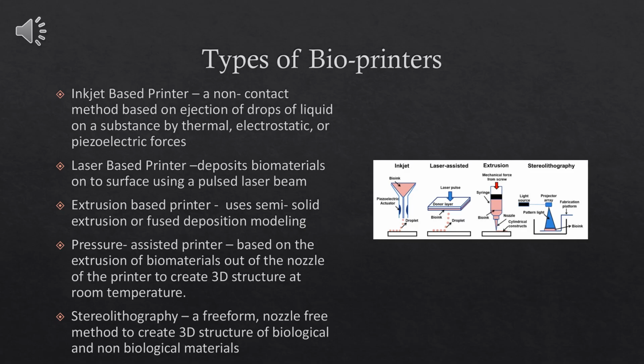The second type is laser-assisted printing that uses a laser to deposit biological materials onto a surface. This technique involves a pulsed laser, a focusing system, and a layer of biological material in a liquid solution. The third type is pressure-assisted printing that involves extruding biomaterials through a nozzle to create 3D biological structures. The printing speed is slower than the rest, but this method allows for processing at room temperature.